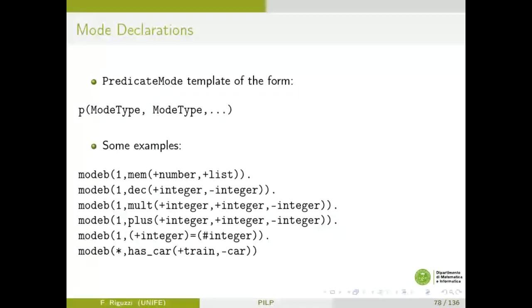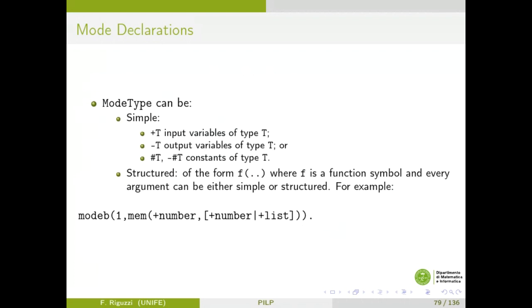So, for example, this declaration here indicates that the predicate mem can appear in the body of clauses, and the first argument must be of type number, the second of type list, and plus means that these are input arguments. So when this predicate is called, this argument must be instantiated. Instead, minus indicates an output argument, so when this predicate is called in the body, the argument can be instantiated or not, and the sharp indicates that this predicate can appear in the body with this argument replaced by a constant. So the modes are plus, minus, sharp t, or minus sharp t. The difference between the two will be clear in a moment. The arguments can contain function symbols. There is no problem. So you may have, for example, this second argument, which is a list.